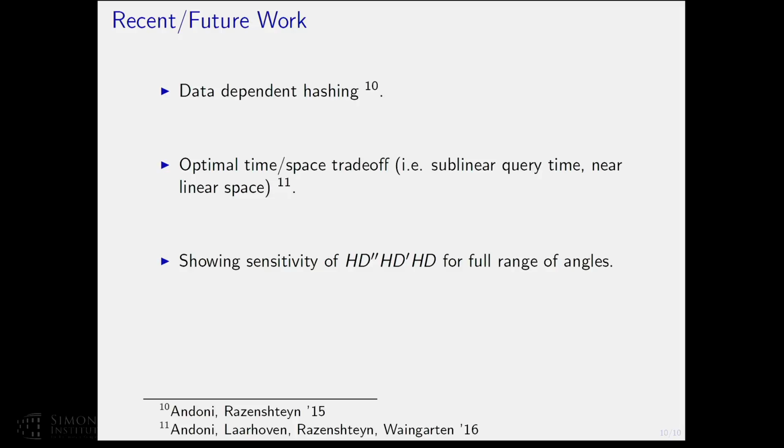Also, if you're concerned with time-space trade-off: I didn't mention space, but for LSH, it scales something like n^(1+rho). So the question is, can I get this sublinear in n and still maintain the sublinear query time? Recently, it was found that this is also possible. And then I think an interesting remaining question is to show the usefulness of this HD matrix for a full range of angles. Yeah.